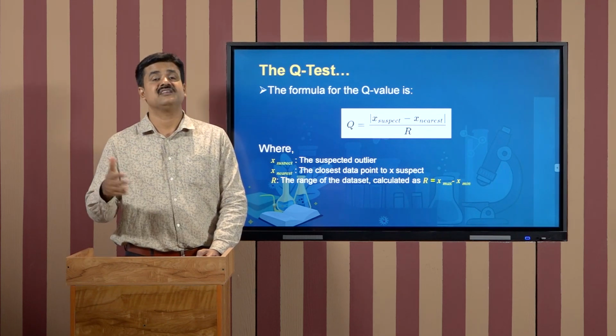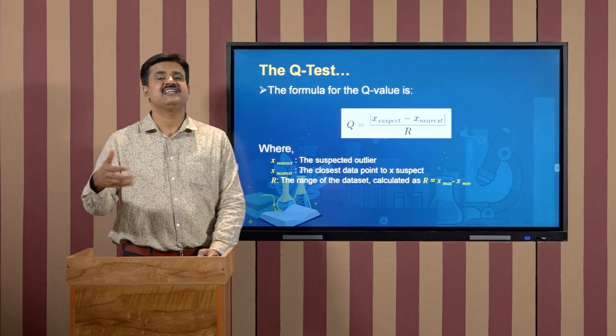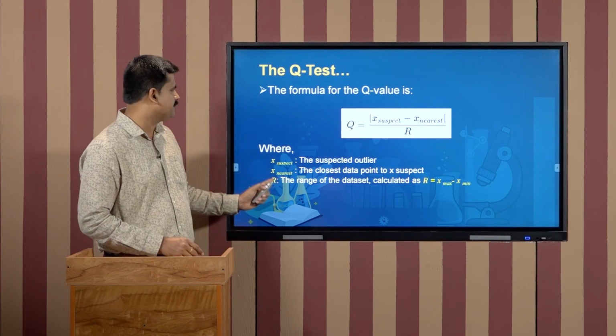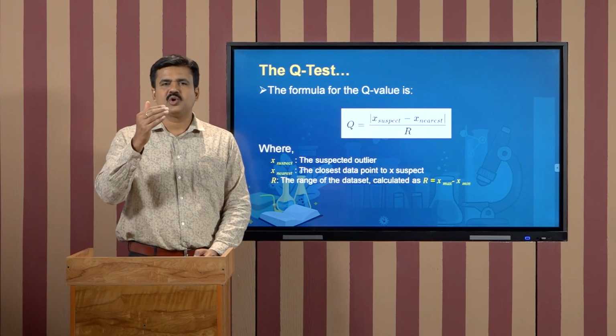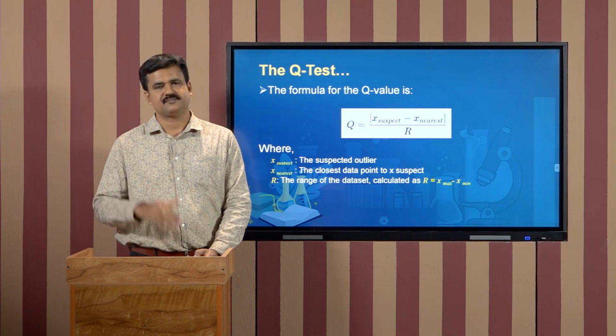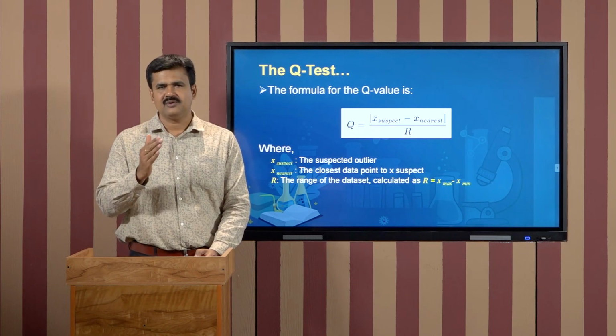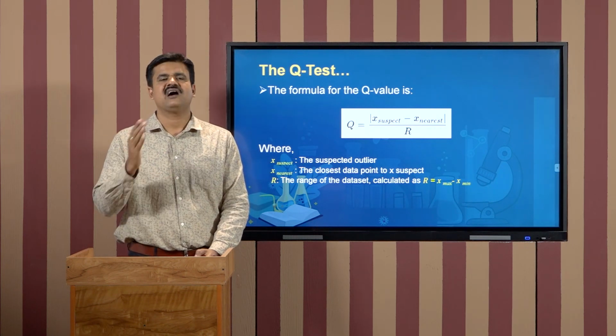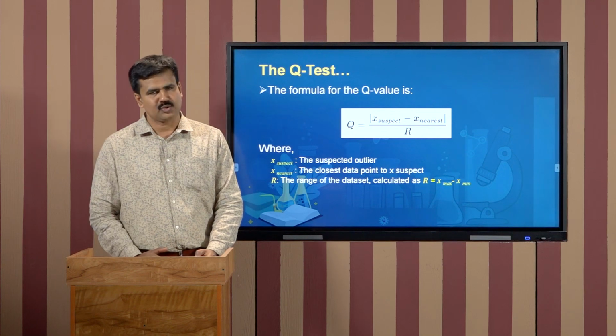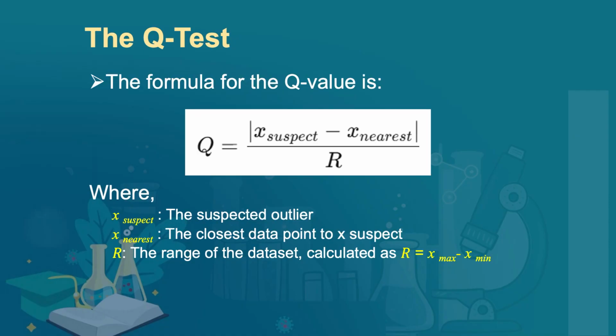That is made possible with the help of the Q-test, and the coming slides will illustrate the procedure of the Q-test. And x nearest represents the closest data point to x suspect. So, the value of x suspect and its nearest member has to be considered in determining the Q. So, the numerator is x suspect minus x nearest, its modulus. And in the denominator you can see the presence of an R term. R is known as the range of the data set.